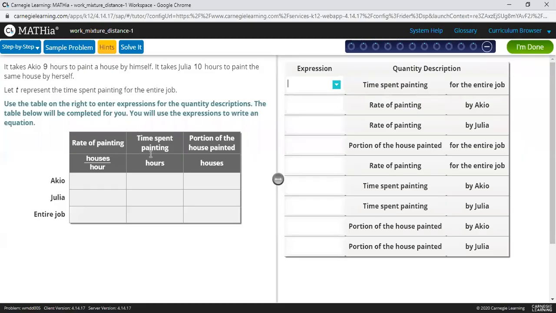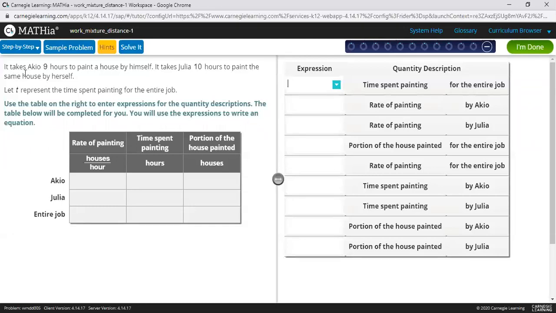All right, this problem is a classic work problem. We've got two people who can paint a house in a certain amount of time. And typically the question you're asked at the end of this problem is, how long is it going to take them to paint the house together? So we're actually just going to define some different variables throughout this problem. And then it's going to prompt us to think about this as a rational equation and to work with that.